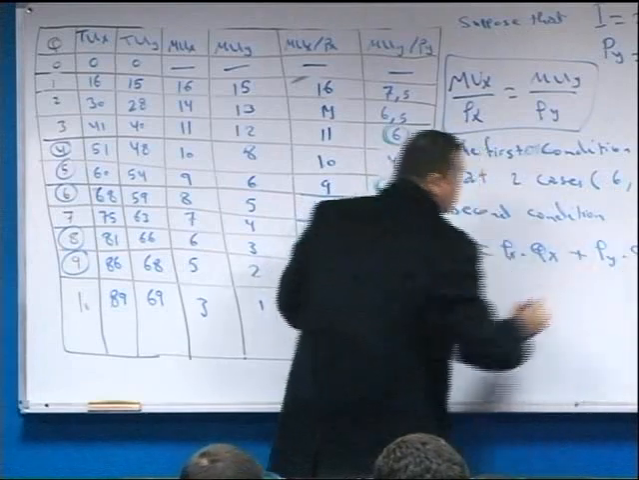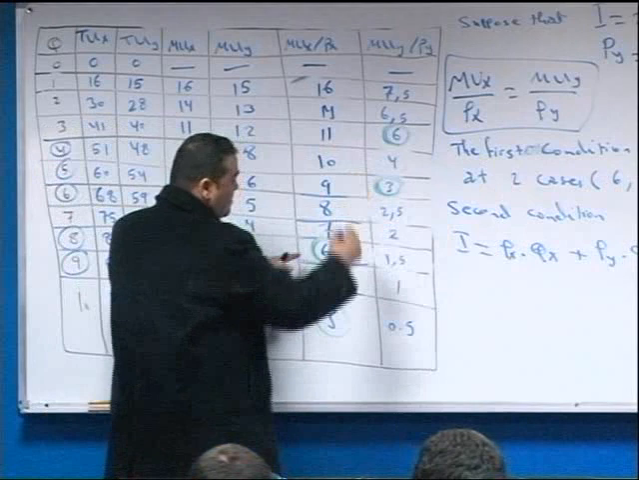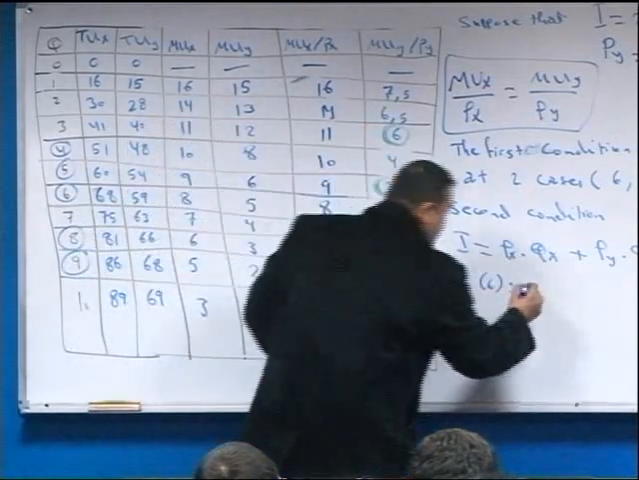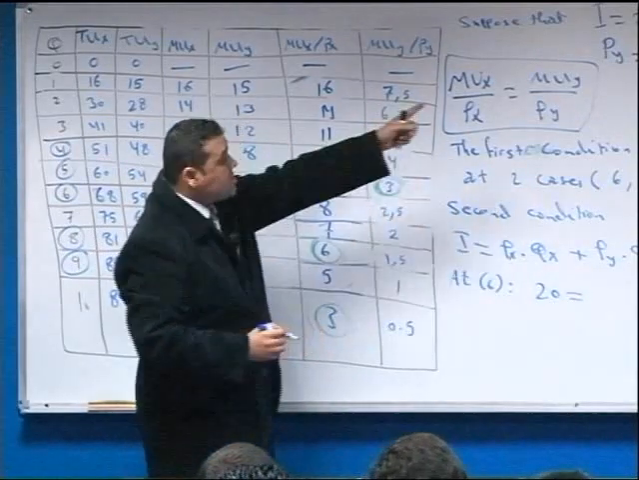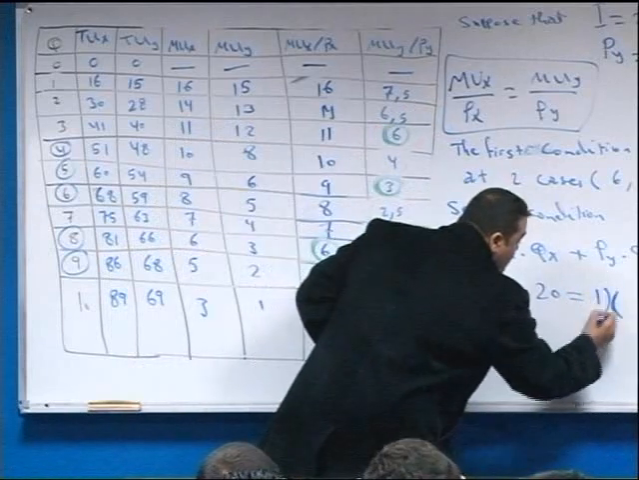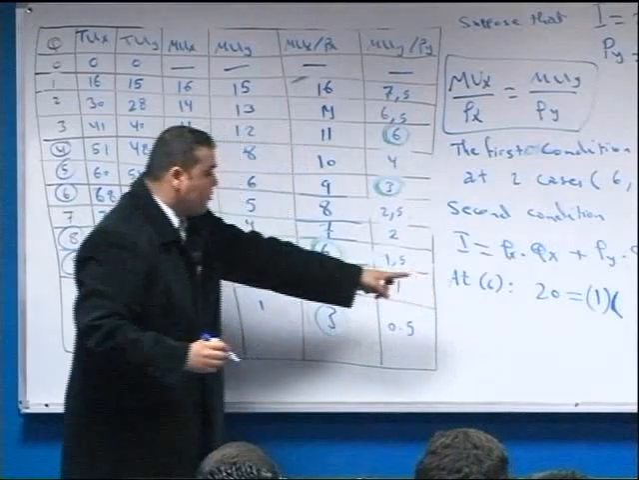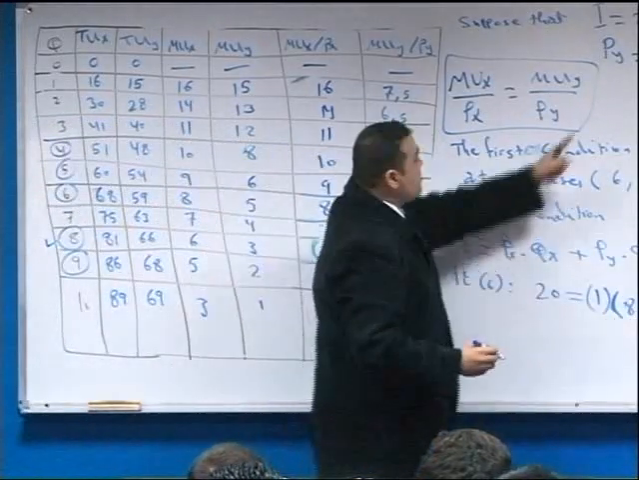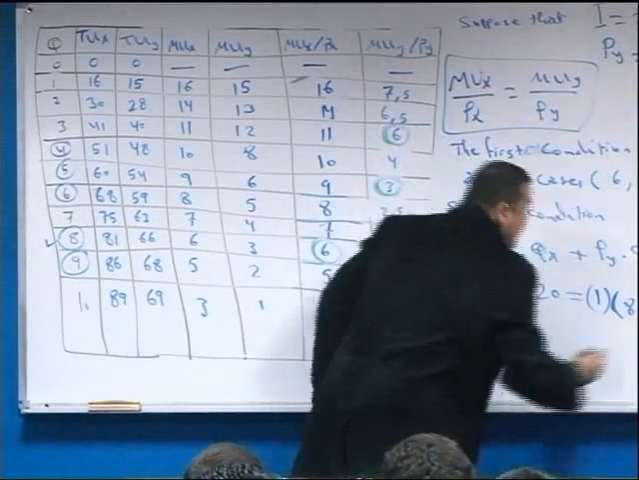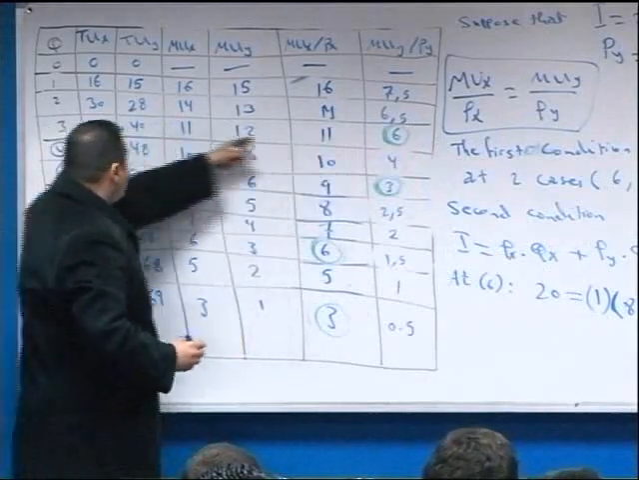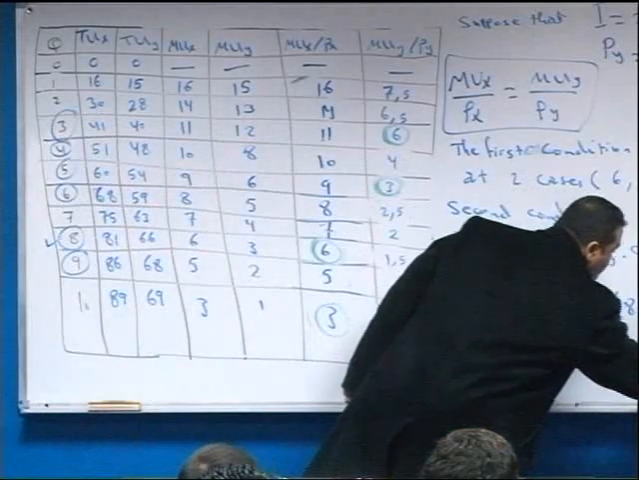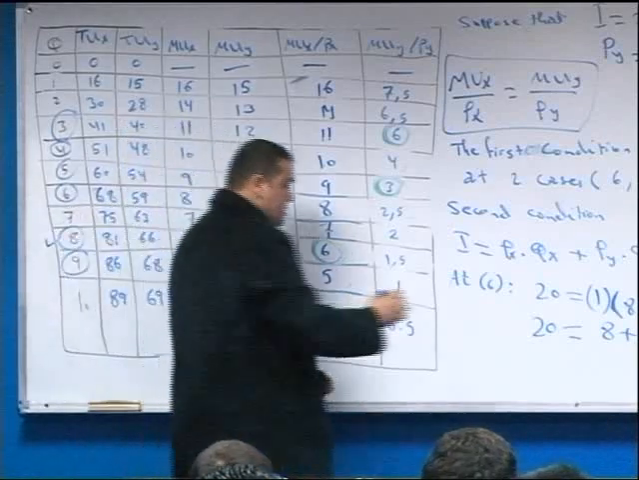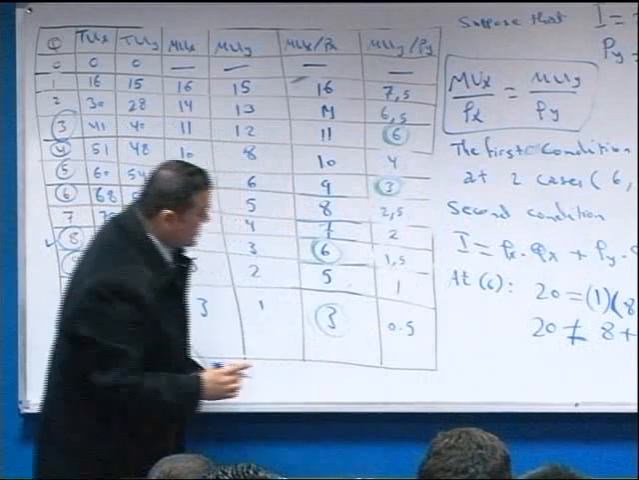Now the second condition: income equals PX times QX plus PY times QY. At 6, the consumer's income 20 must equal the price of X, how much? 1, times the quantity of X at 6, how much? 8, yes. Plus the price of Y, 2, times how much? 3. Excellent. So 20 must equal 8 plus 6. It does not meet the second condition.